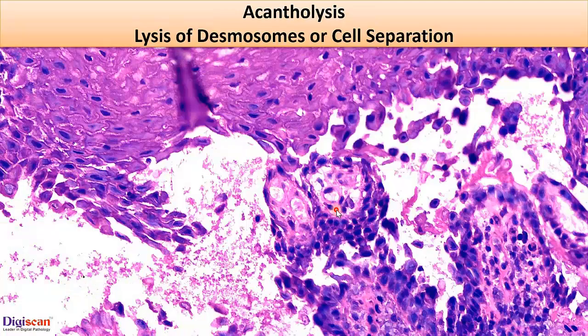Then another term we come across is acantholysis. What is acantholysis? Lysis of desmosomes or cell separation, so the cells become detached from each other and they lie in the central cavity, vesicular or bullous cavity, and this is called acantholysis. Acanthocyte means spindly prickle cells, and lysis means lysis of the prickles, so these cells become rounded and they have denser nuclei, round shape, dense nuclei, and these are acantholytic cells, and it is a characteristic feature of the pemphigus group of disorders, particularly pemphigus vulgaris.